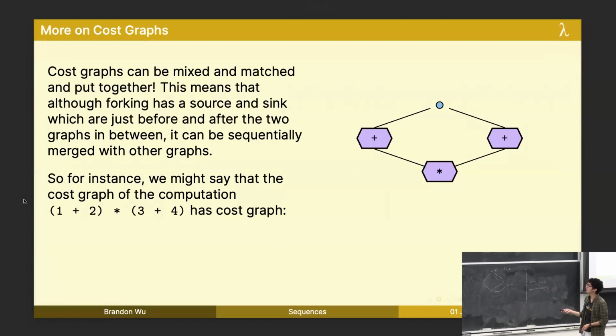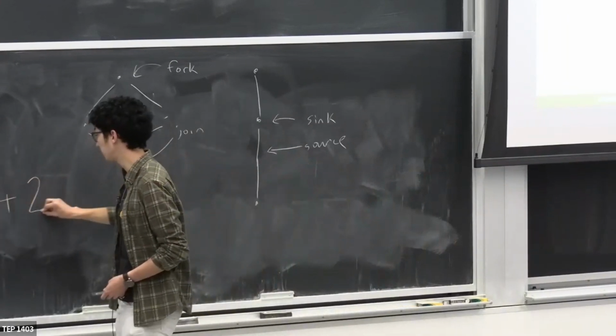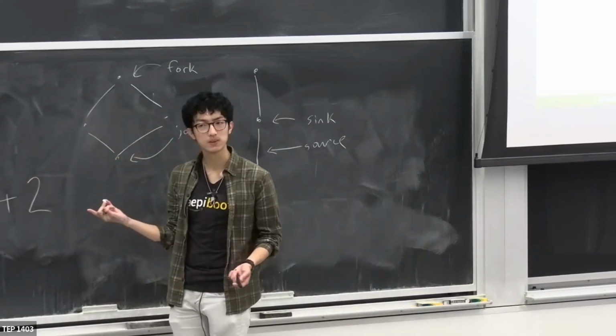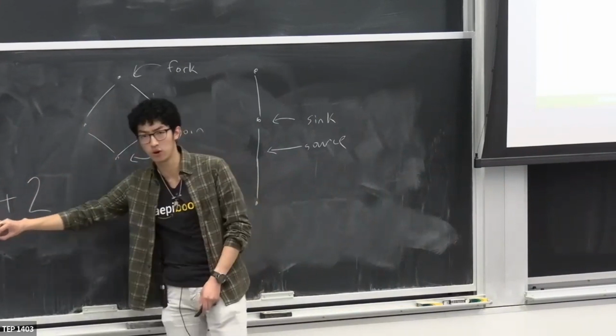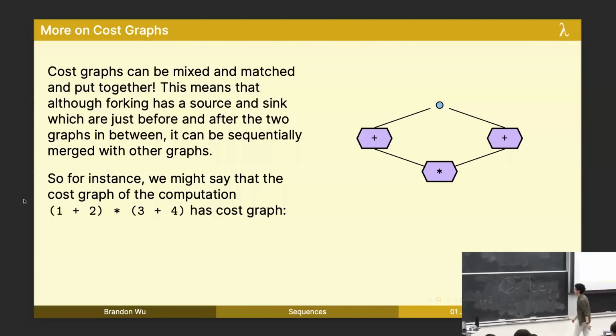I know that I can do both of these in parallel. Well, what's the cost graph of both of these individually? What's the cost graph of 1 plus 2? Well, 1 plus 2 is just the operation plus. I don't really have to do anything else. There's no operation here, no operation here. I just have values. So this guy is plus, the purple node of plus, and so is that guy, because that's 3 plus 4, right?